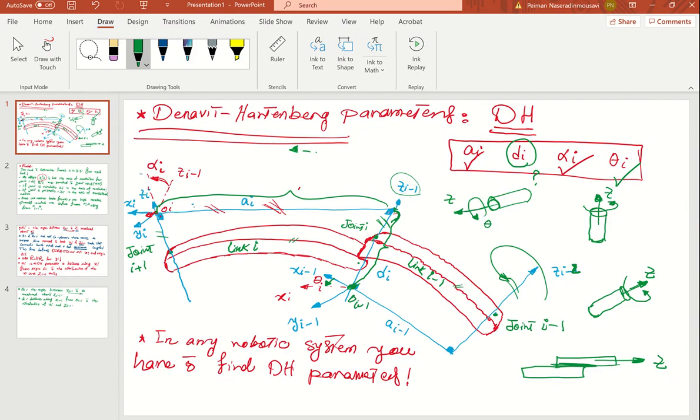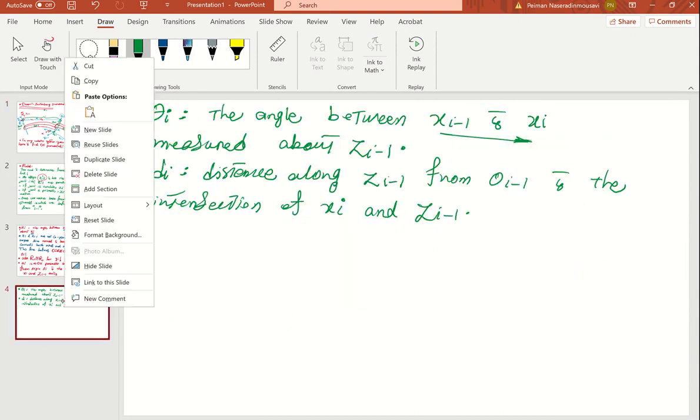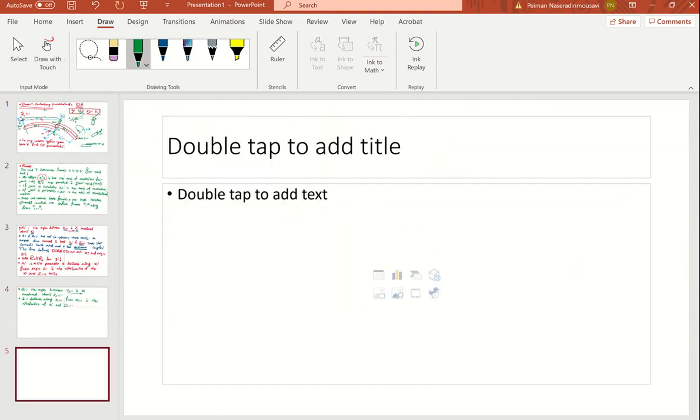This total is Di. So now we have it. Understand? So now let me go from simple examples to a little complex.